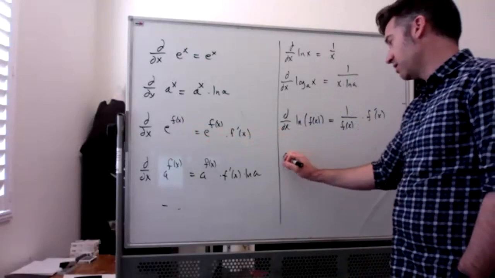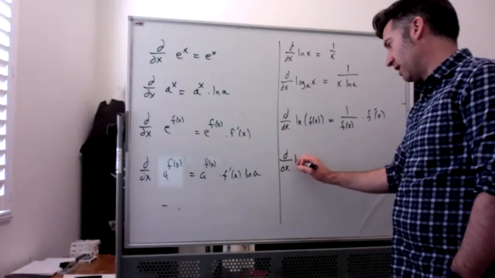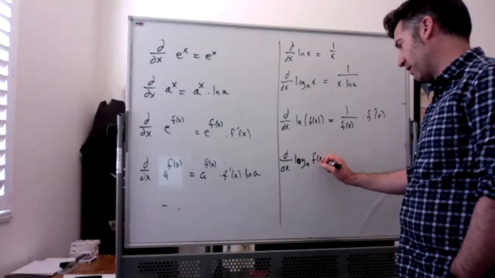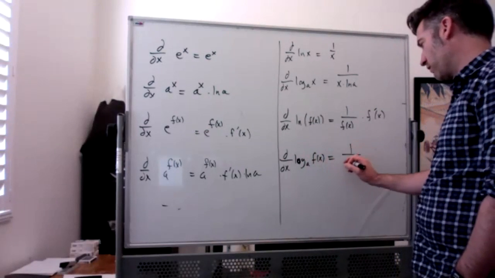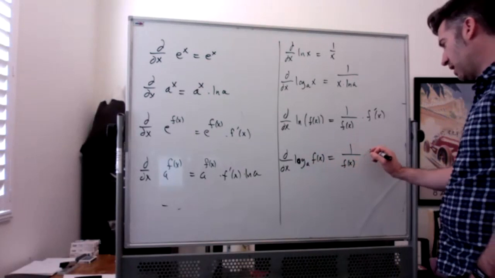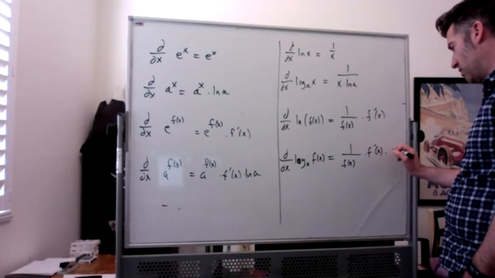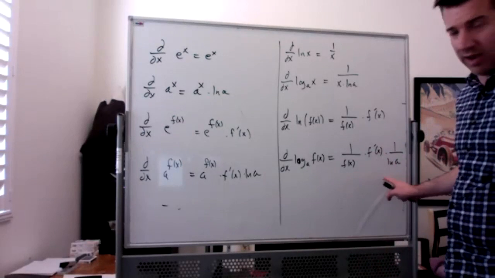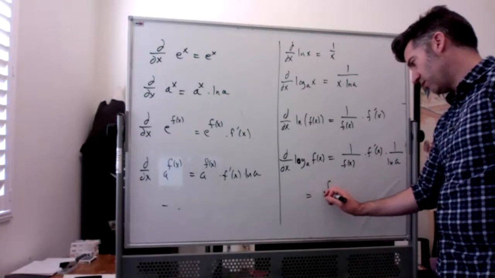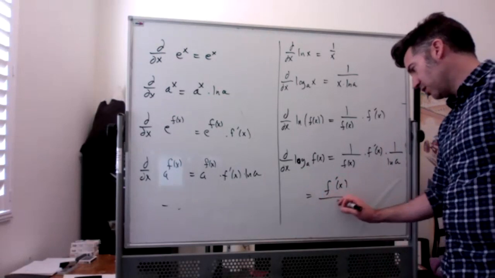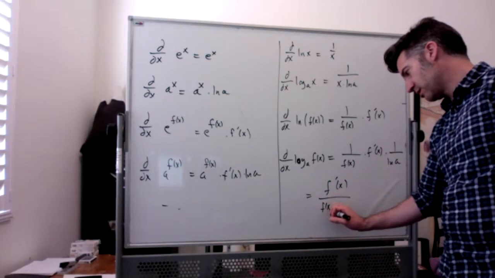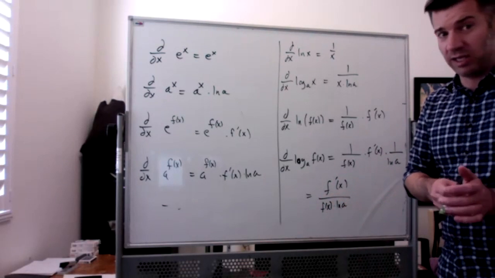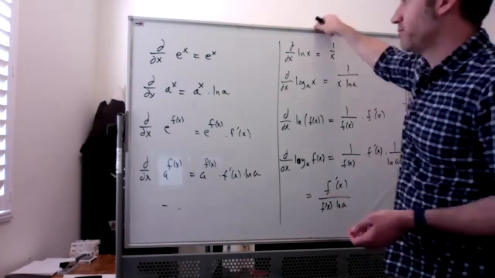And then finally, the derivative of the log base a of some function of x is 1 over your function of x times f prime of x. And then we also have to divide by the natural log of that base. Which again, you could compactify. You could make this look much nicer, right? It's like f prime of x over f of x times the natural log of a. So those are our rules for differentiating exponential and logarithmic functions.